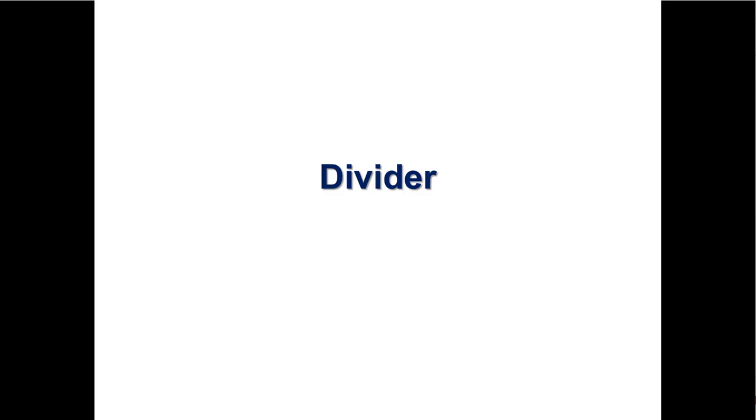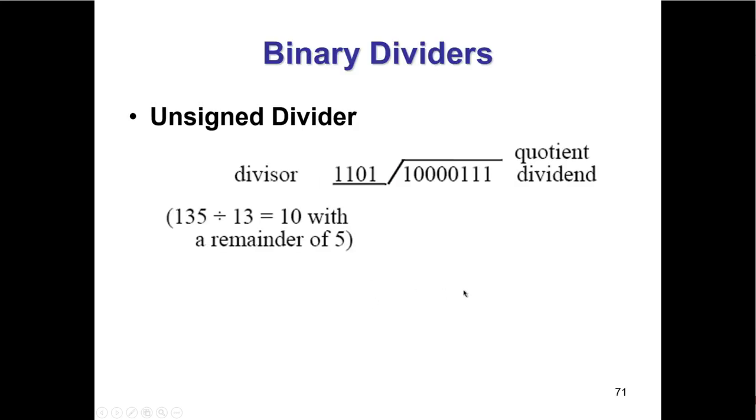Okay. Now the divider. I want to skip through this because it's sort of beyond the scope, really, of what we're covering here. I would like you to read through it in the textbook and see if you can make sense out of this. I mostly want you to sort of see that it's pretty complicated to write these mathematical units. I'm really going to kind of leave division. So unsigned division is not too bad, but when we get into signed division, it's also a little crazy.